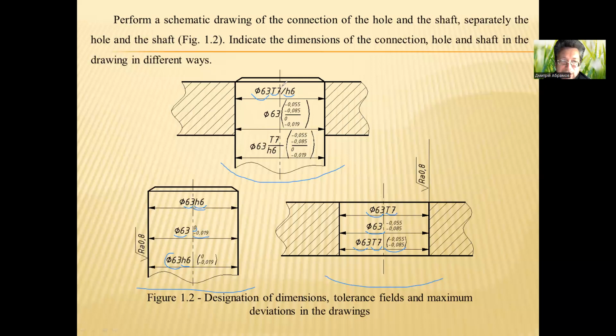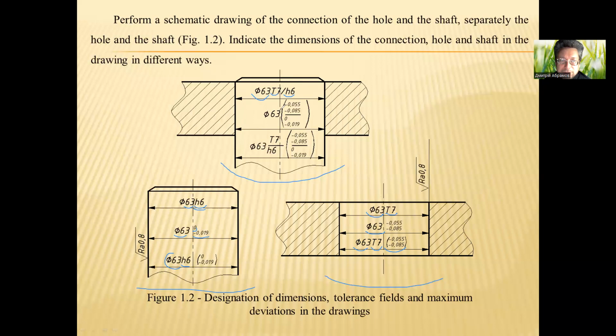So above the line we see T7, big T, and under the line H6, small h, small letters for the shaft.